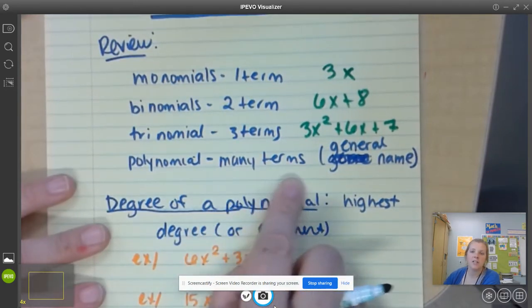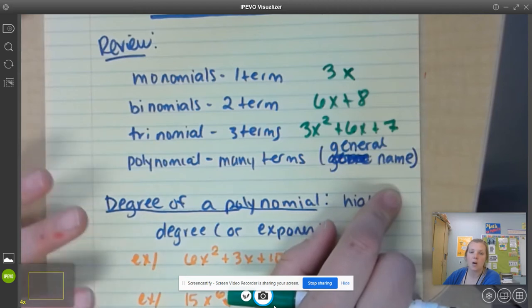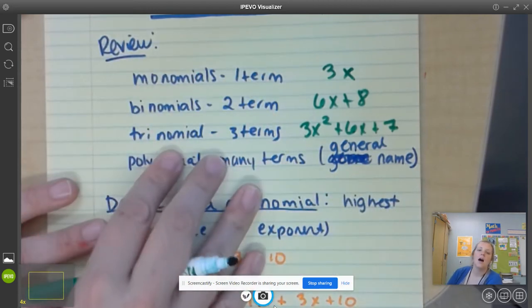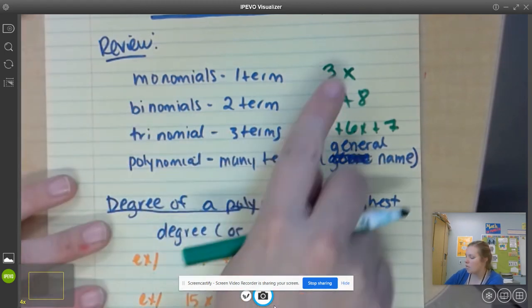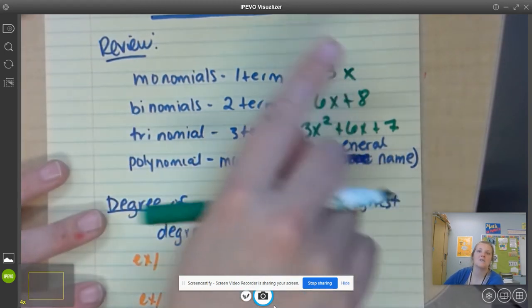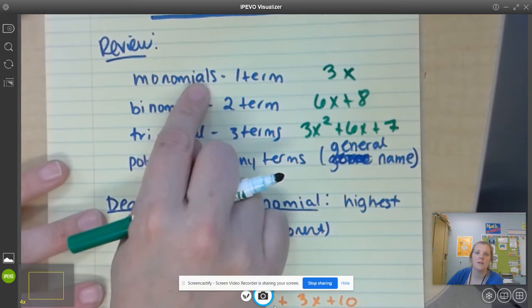And a polynomial has many terms. A polynomial is just the general name for any of these, but it's like three or more specifically. But I could call this a polynomial. It's just a special kind of polynomial called a monomial.